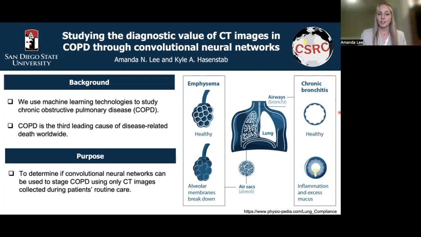We hypothesize that inspiratory images alone collected during patients' routine care can contain the majority of information necessary for imaging-based COPD diagnosis. We propose using a convolutional neural network, which is a subset of machine learning algorithms, to stage COPD severity using only a patient's inspiratory images as input, which would not only reduce their exposure to ionizing radiation, but also align the protocols with the current clinical standards.